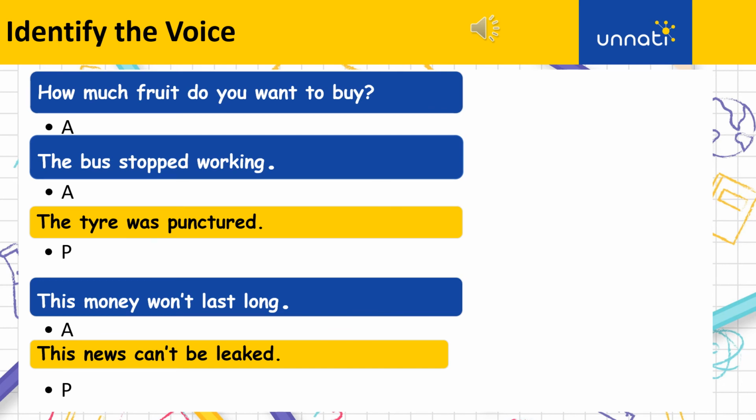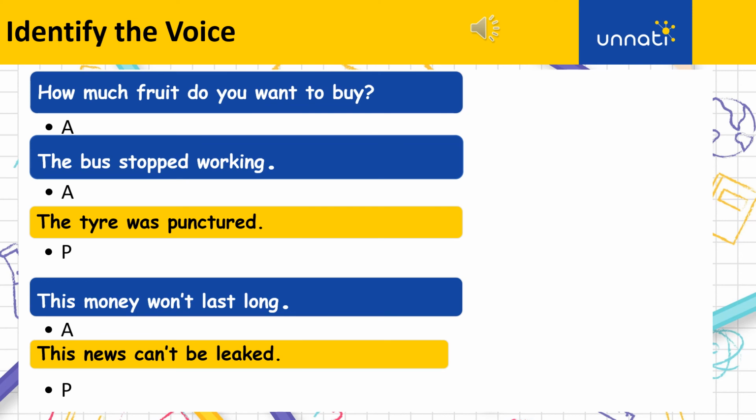Now this is a typical sentence I was talking about. The tire was punctured. So the tire, the object, was punctured, the verb, by somebody, the subject at the end, a passive voice. However, we do not know who punctured it. We do not know who the subject was, so we are not using any subject here. And we are saying the tire was punctured and a full stop. This money won't last long. Active voice.